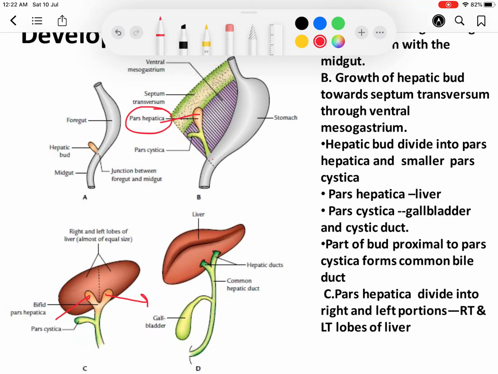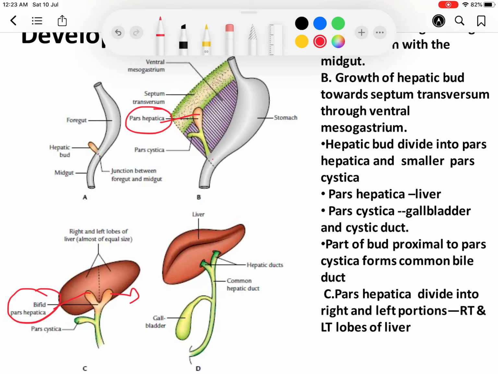Now this pars hepatica is again divided into two parts. Here you can see this pars hepatica is bifid and forming two parts, and these are forming the right and left lobes of the liver. So the bifid pars hepatica will form the right and left lobes of the liver, and pars cystica will form the gallbladder and cystic duct.